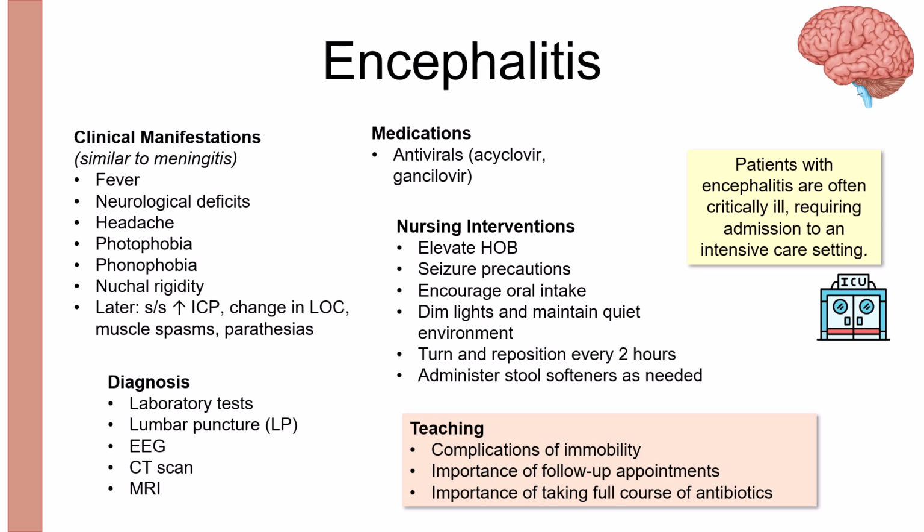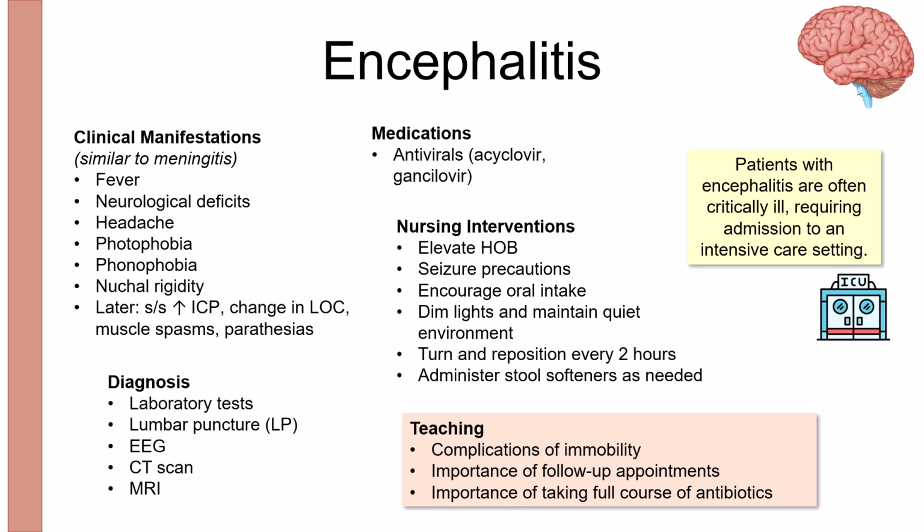For interventions, you want to keep the head of the bed elevated about 30 to 45 degrees to help with brain drainage and reduce pressure. You want the patient to be on seizure precautions because this inflammation lowers the seizure threshold. Encourage oral fluids as tolerated, dim the lights, keep the environment quiet to help with photophobia and phonophobia. Turn and reposition your patient every 2 hours to prevent pressure injury, and consider stool softeners to avoid constipation, which can raise ICP if patients strain with defecation.